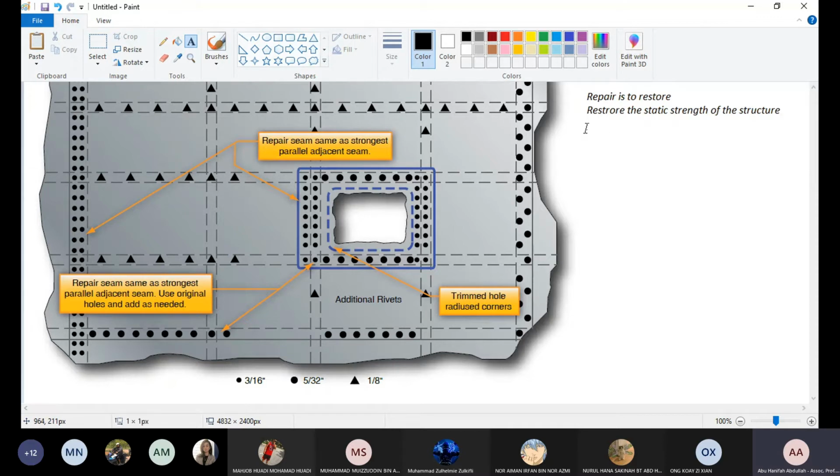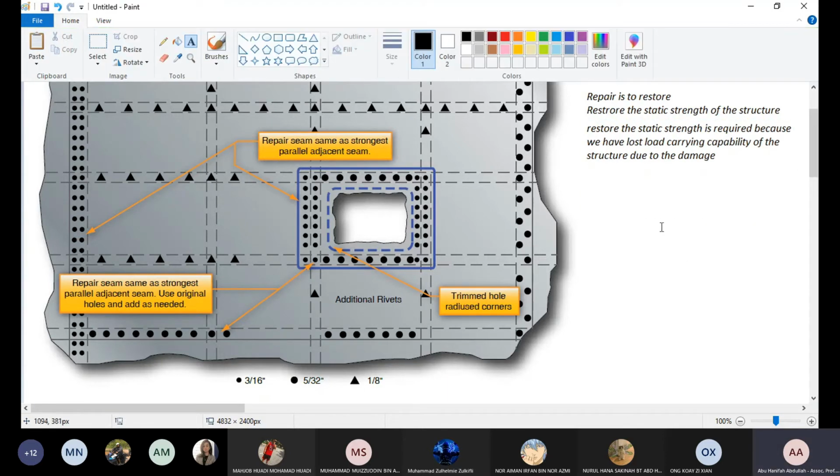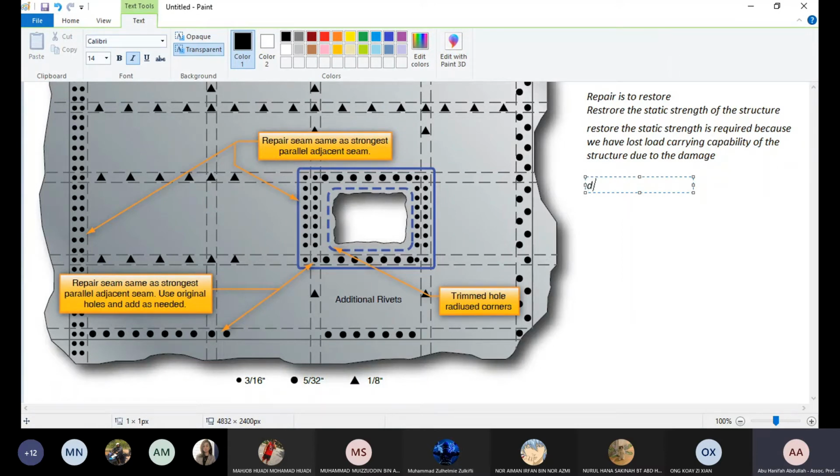We restore, and restoring is required, because we have lost load carrying capability. So it has been damaged, you cut it off, you lost the load carrying capability of the structure. So the structure becomes weaker. So how much loss? Before you restore, you need to determine the load loss.